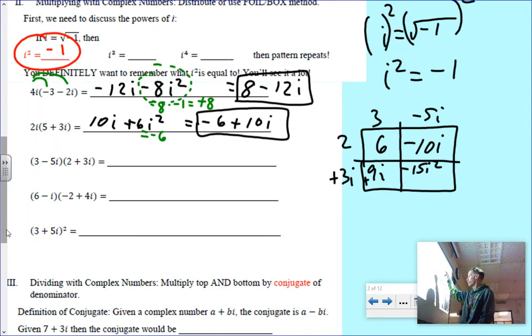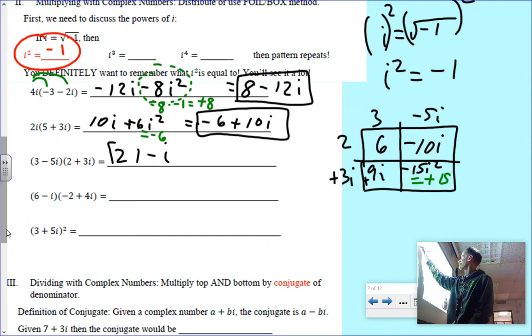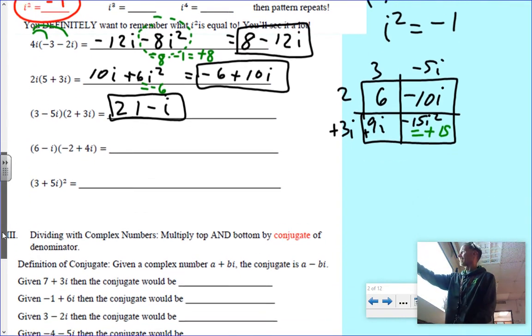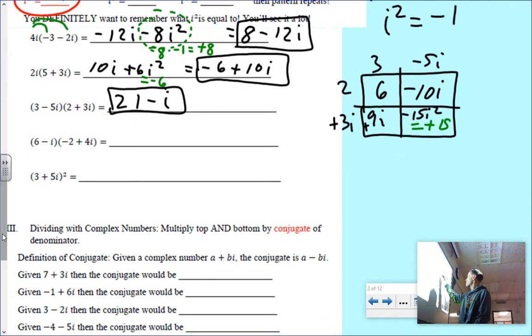But again, just like those first two examples, i squared is equal to negative 1, so that's really equal to positive 15. So I can combine like terms. Notice 6 plus 15 is 21. And then negative 10i plus 9i is just negative 1i, or just negative i. Okay? And if I do FOIL, it would look exactly the same way. You get the same numbers.